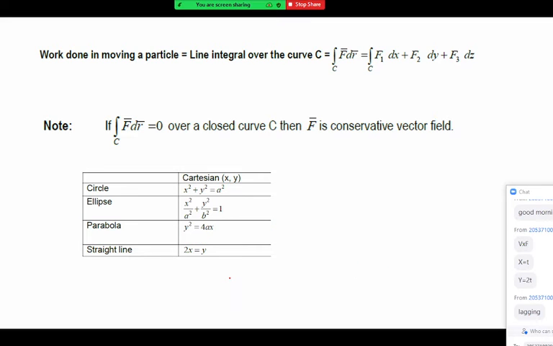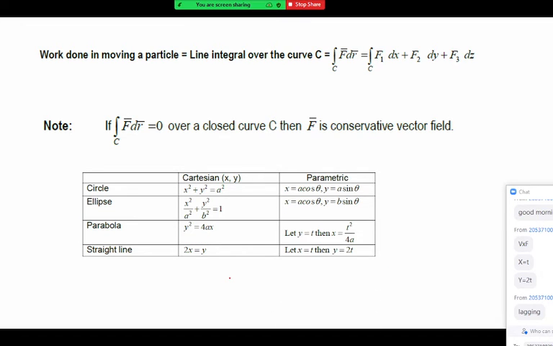Let me show you all the parametric equations. You will observe all the standard parametric equations written. X equal to a cos theta, y is a sin theta, that's for a circle. For an ellipse, x is a cos theta and y is b sin theta, because the denominators are a and b. For a parabola, I put y equal to t and x is t square by a. So x is t, y is 2t, that is for a straight line. So that is about the parametric equations.